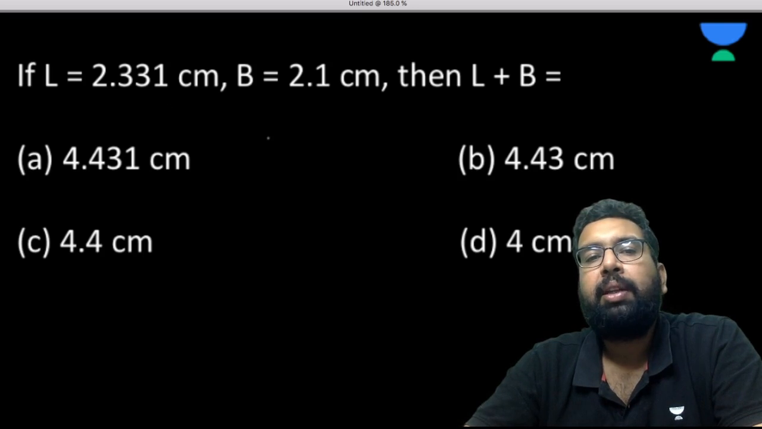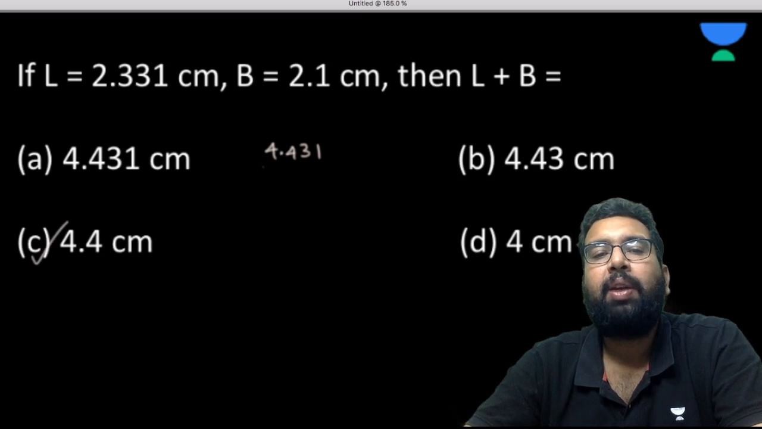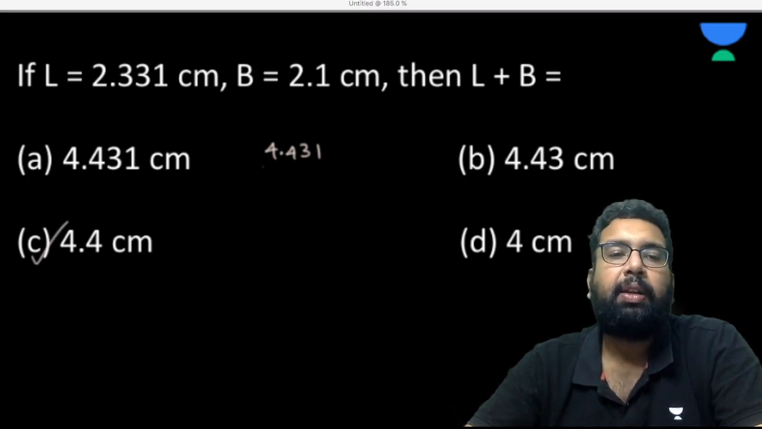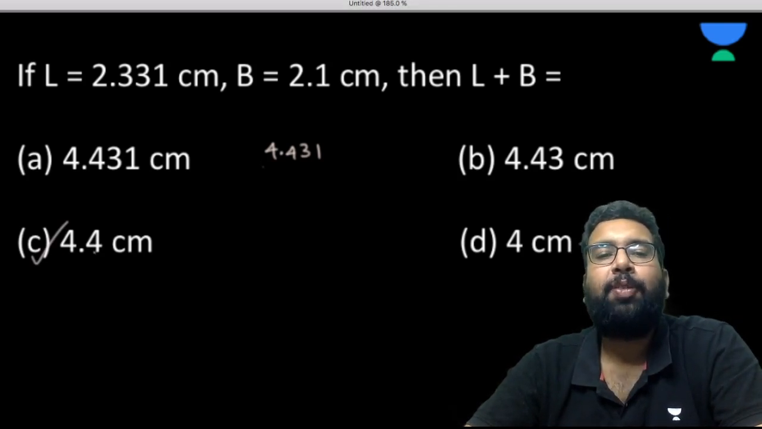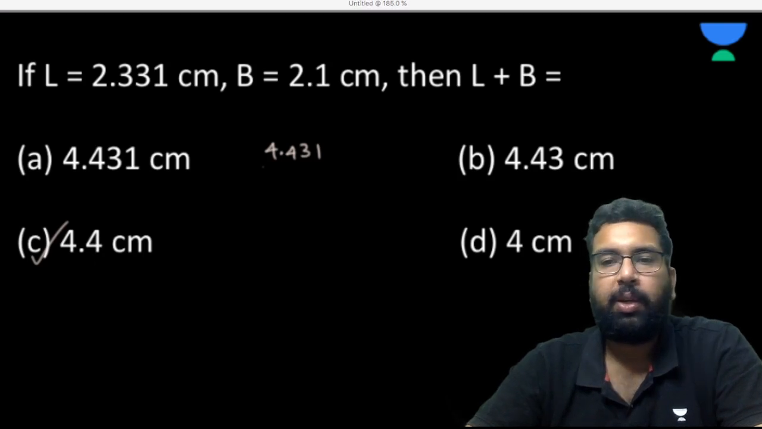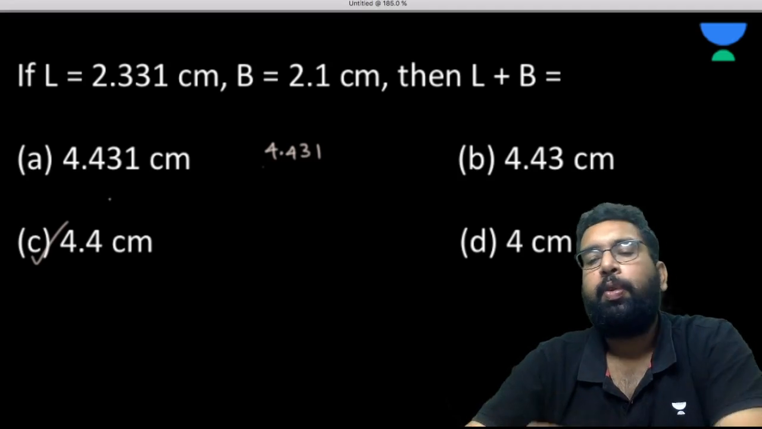So if I sum this up, it becomes 4.431, right? But this is not the final answer. I have to round this off to the least decimal places, so it is going to become 4.4 centimeter.